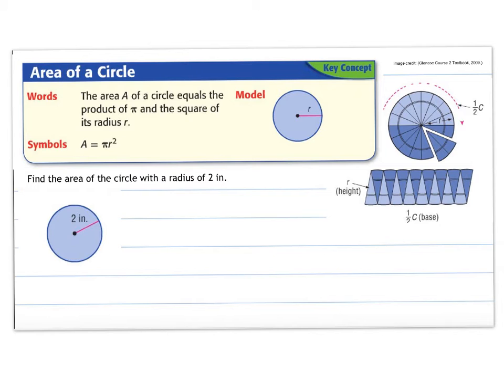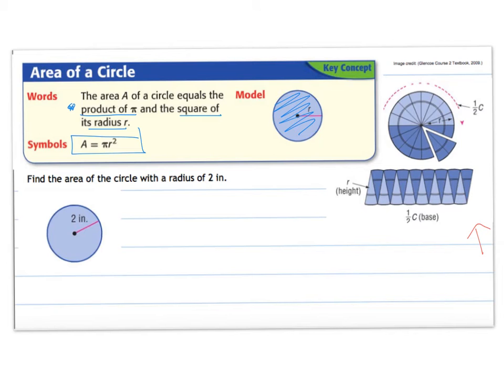Now, area. Area is going to be the space inside of a circle. Area of a circle equals the product, meaning multiplication, of pi and the square of the radius. The formula looks like this: pi r squared. Please remember that squaring is not the same as multiplying by 2. It's multiplying my number by itself.